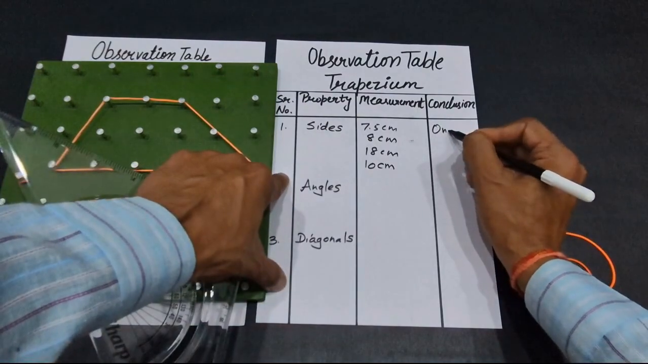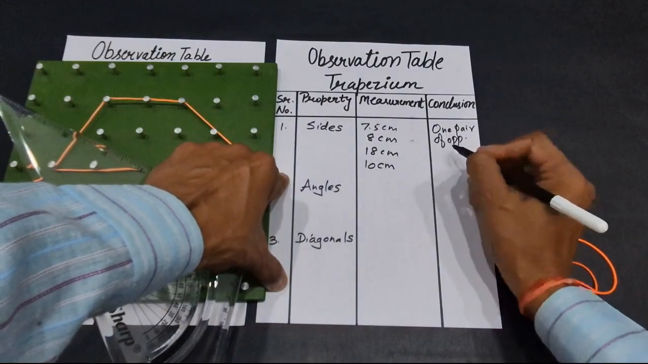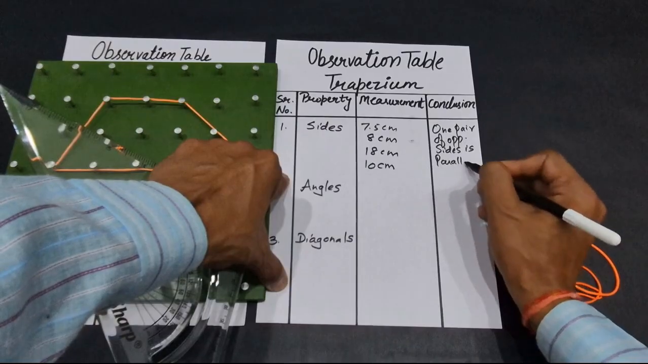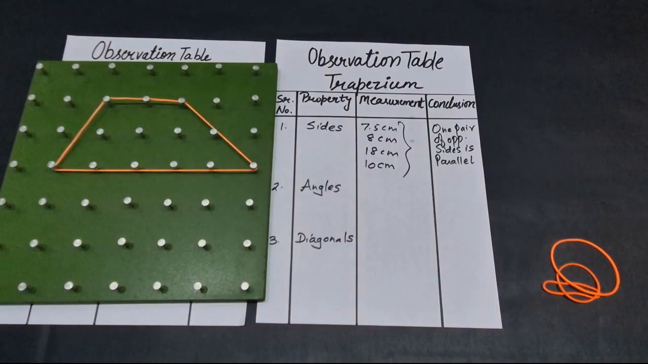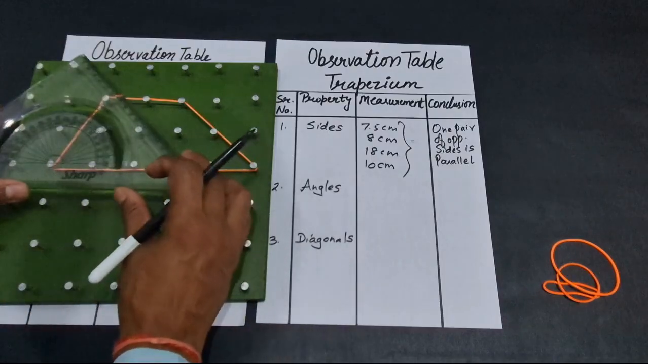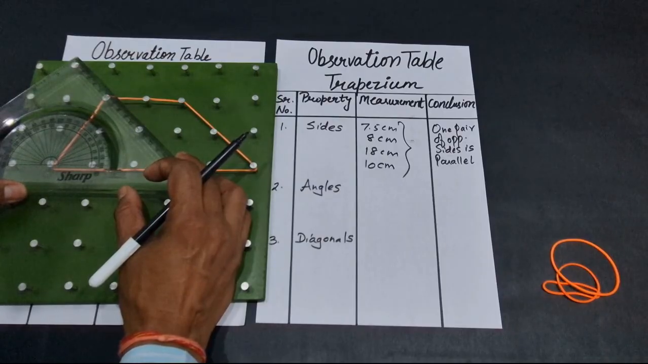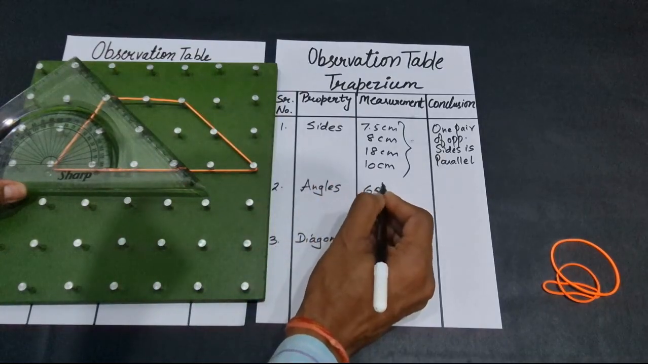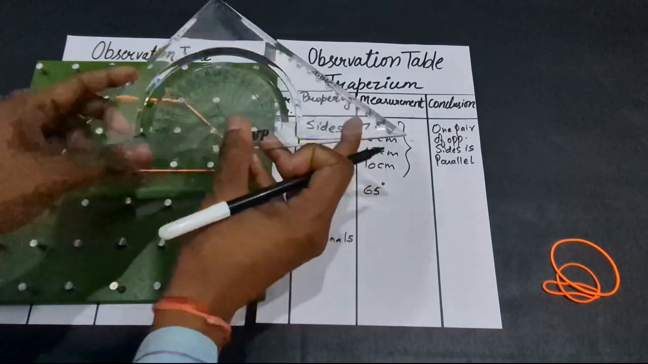So one pair of opposite sides is parallel. Remember, the lengths of the sides do not have any interrelationship between them. The angles. Now, if you measure all the angles, this angle is approximately 65 degrees. So I can keep on recording the angles like this. This angle is approximately 45 degrees.